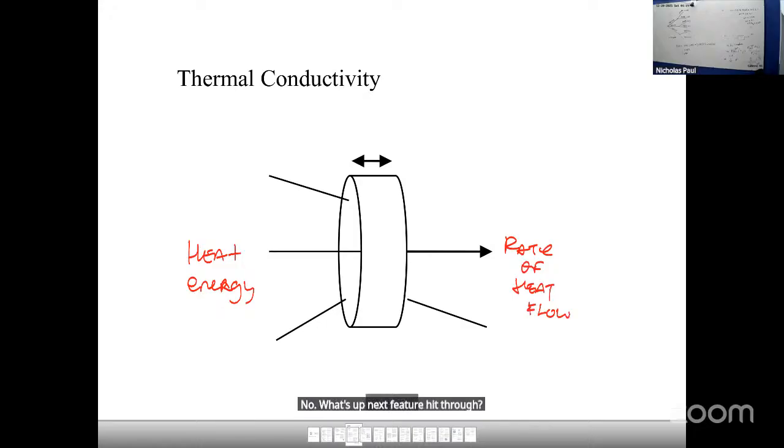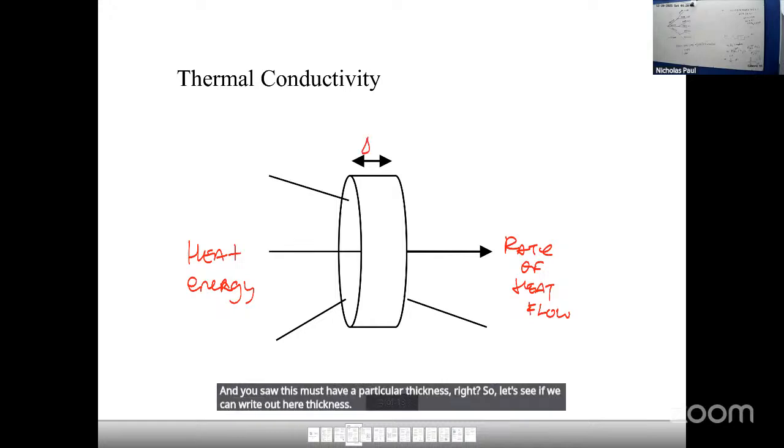Anybody remember from what we just read? What affects rate of heat flow? Say it louder now. What will control rate of heat flow? Will heat flow just like that? No, it must have a what? Must have a medium, okay. It must have a solid. And the solid must have a particular thickness, right? So let's see if we can write that here. Thickness, delta X. What else must it have?